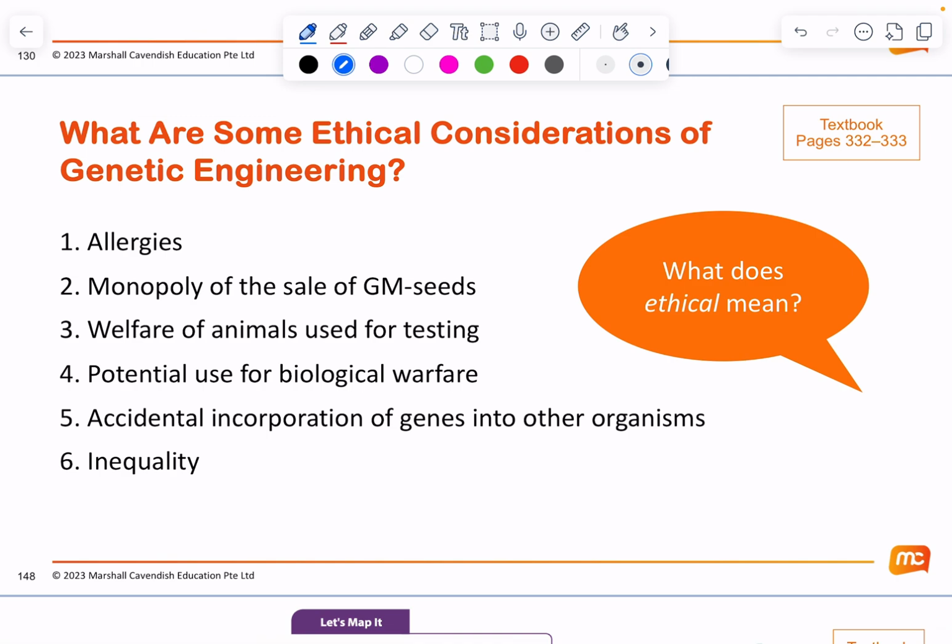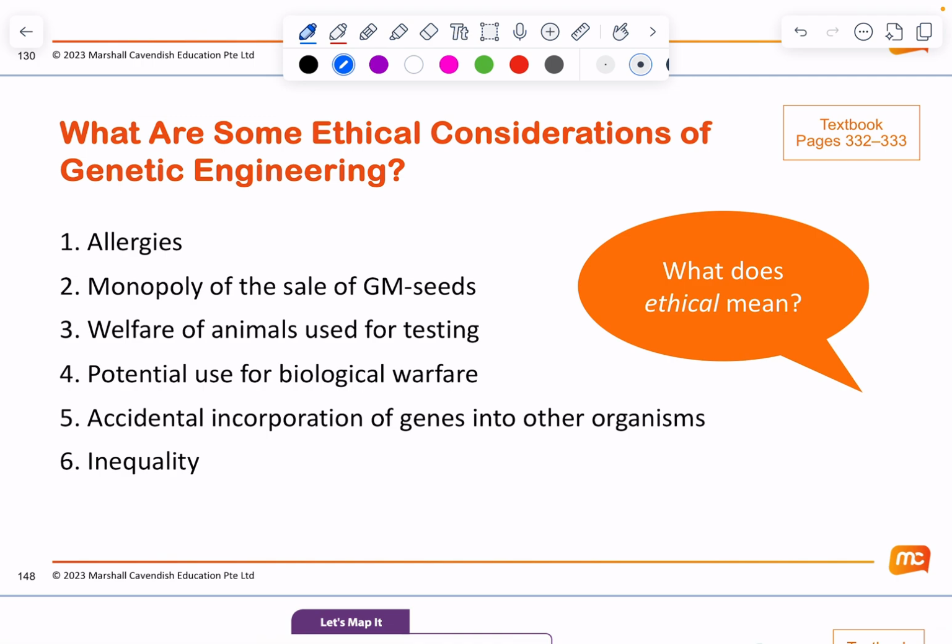Monopoly, because genetic engineering is expensive. If this technology is restricted to farmers who can actually afford it, then they can grow faster and kill off the competition. So you monopolize the industry. Welfare of animals: just like we ask whether it is ethical for us to use human testing, here we are also looking at whether it is ethical to use animals for testing.